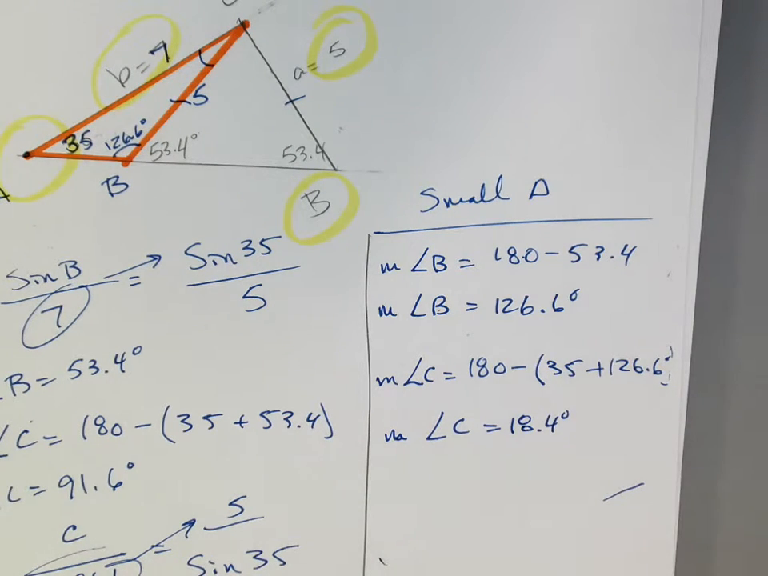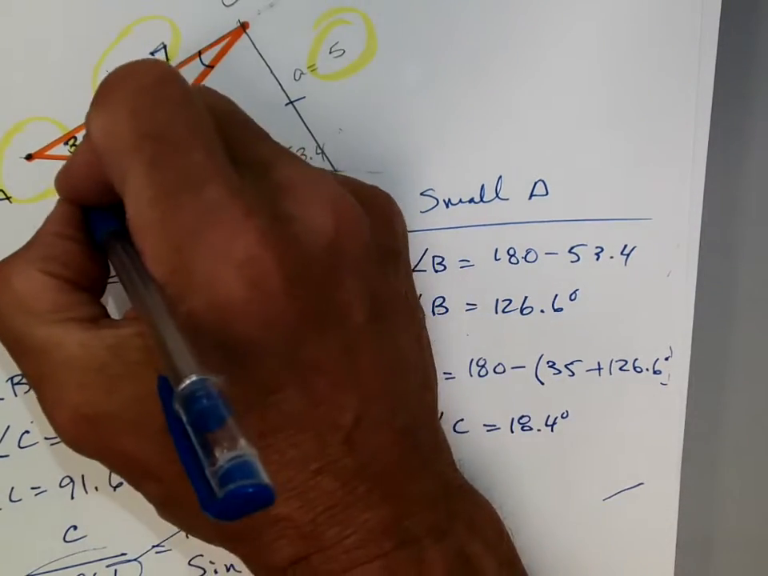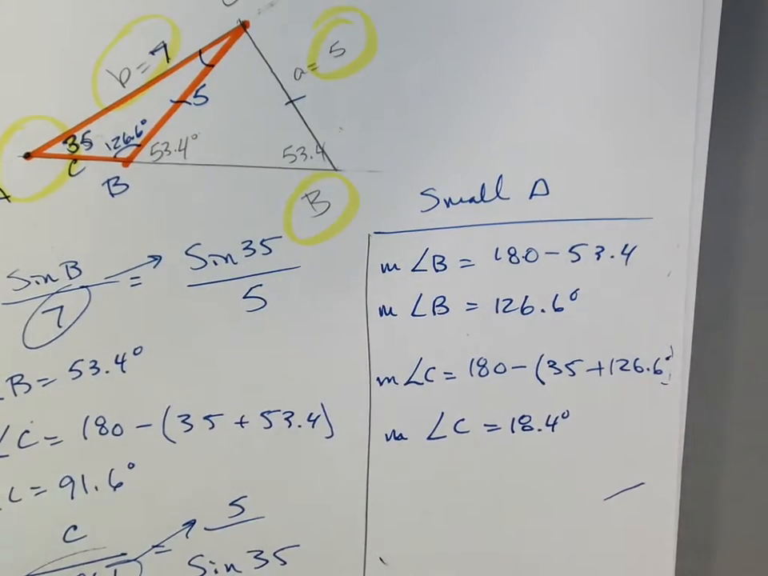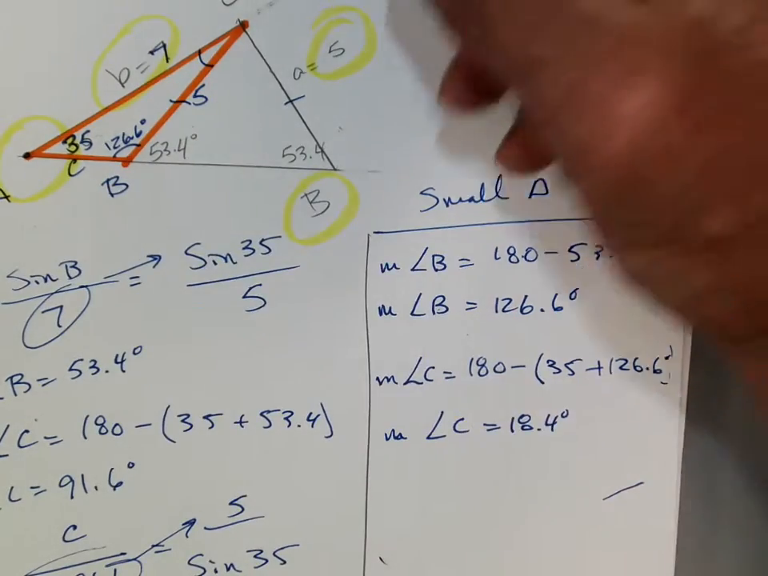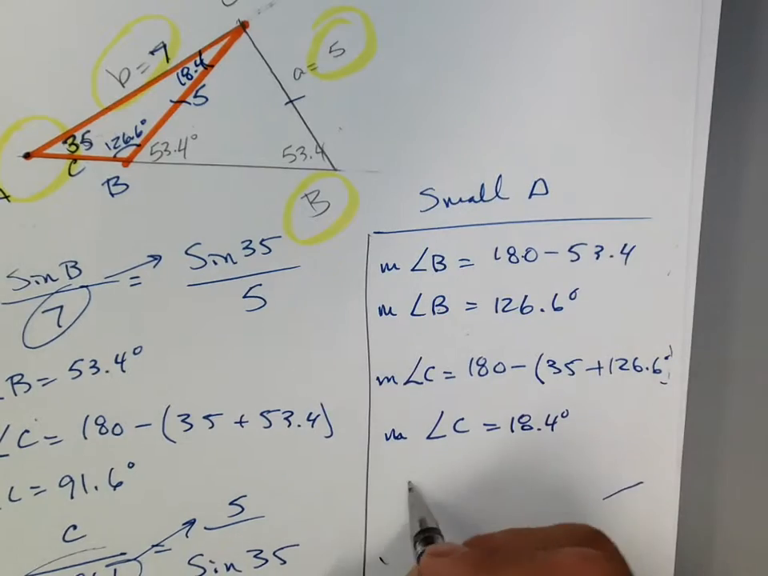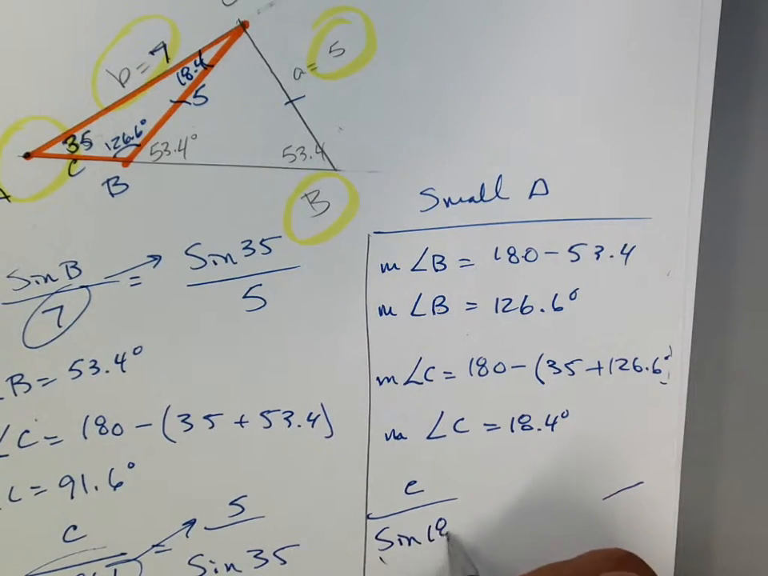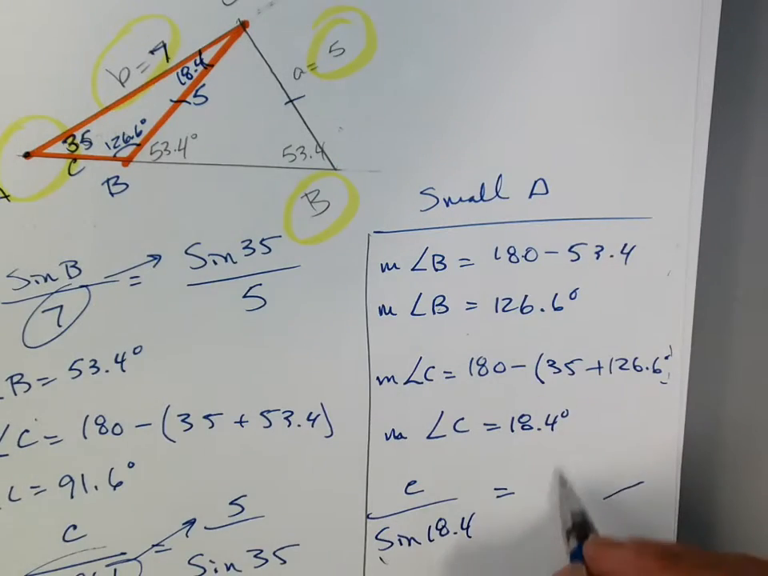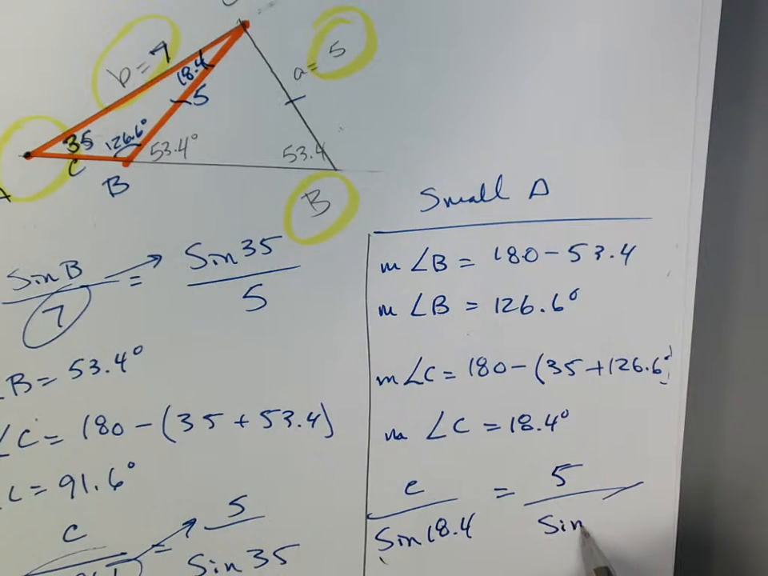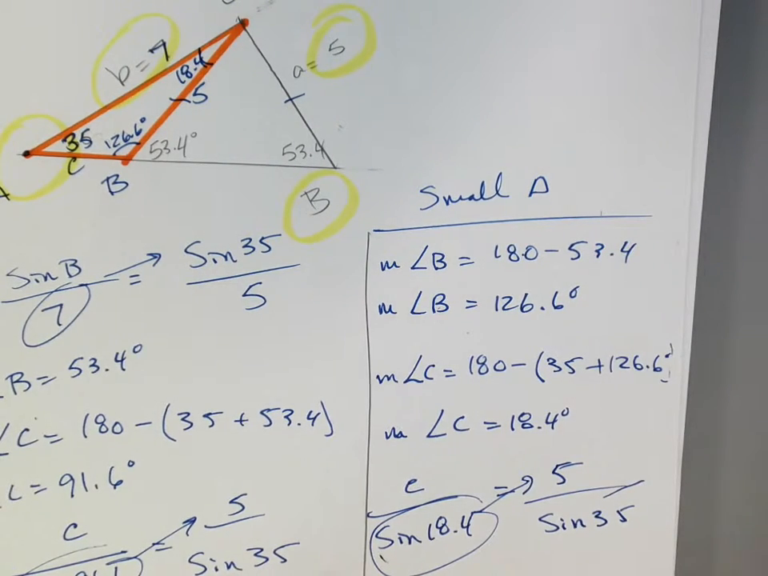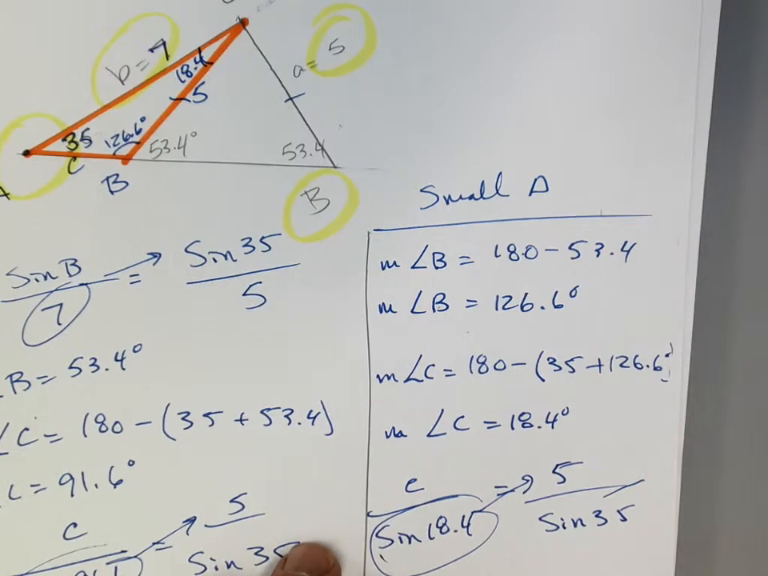And then we got little c. Then we'll do the exact same way we just did big C, but with the little triangle. So little c is this side here. And again, we'll set up our opposites. Am I going too fast? So c, and this angle here is an 18.4. So we're going to go little c over the sine of 18.4 equals 5 over the sine of 35, cross multiply. I get an answer of about 2.75.